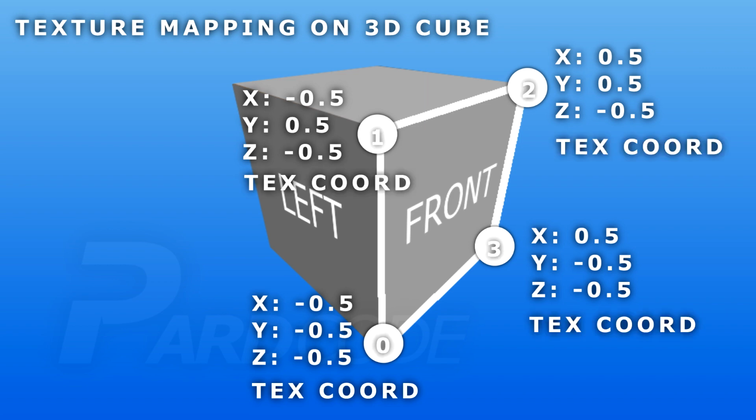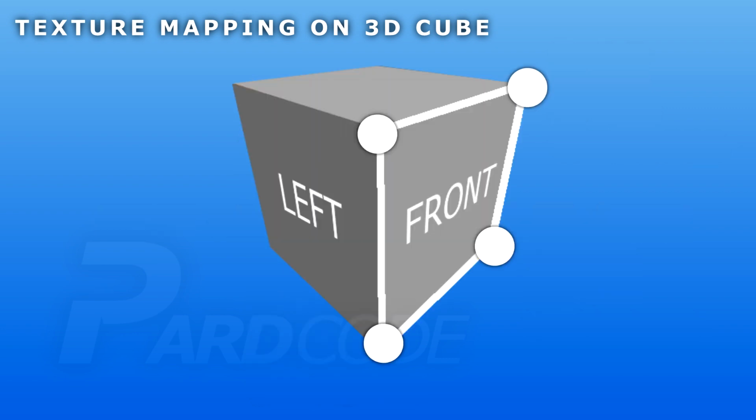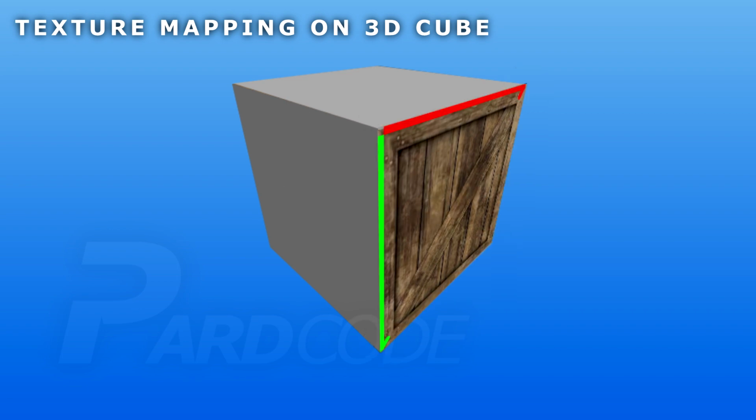But now a question comes spontaneously. What will be the values to use for these texture coordinates? Let's see this image. Our goal is to apply the texture over, for example, the front face in this way. Since we know how the texture space works, this can help us to define the texture coordinates to apply to each vertex of this face.